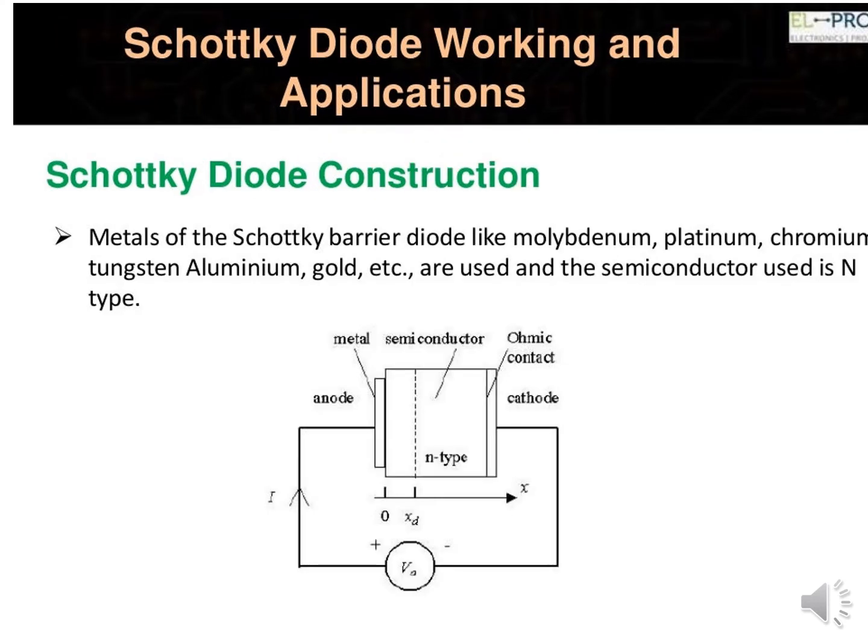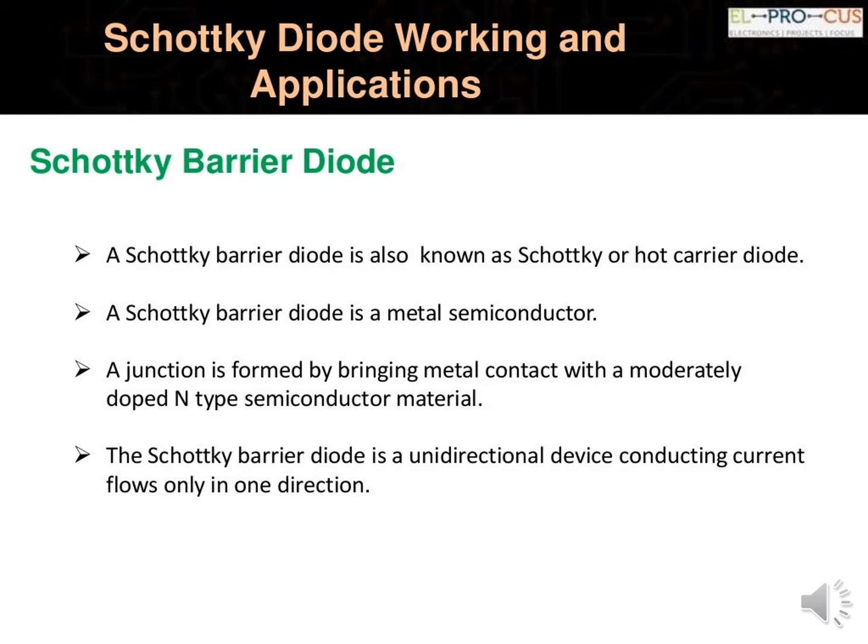So this is the construction of the diode. Here you can have metals like molybdenum, platinum, chromium, tungsten, aluminum, gold. All these can be used with the semiconductor in the N region. This Schottky barrier diode is also called a Schottky or hot carrier diode. It is a metal semiconductor junction. We form it by bringing the metal into contact with the semiconductor, and we dope the N region semiconductor moderately. By this, the Schottky barrier diode acts as a unidirectional device, in the sense that current flows along only one direction.